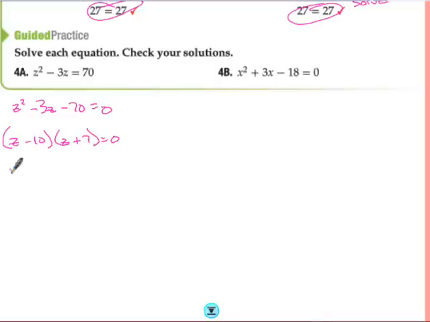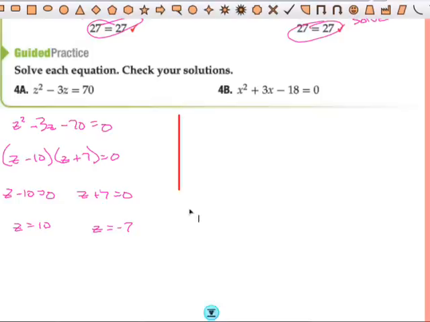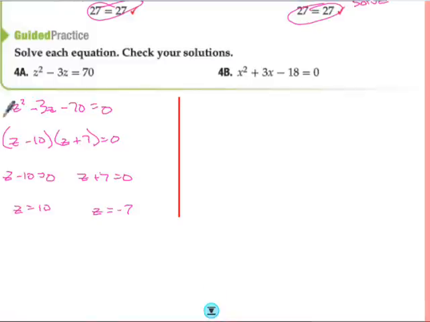And then I'm going to take each one. Z minus 10 equals 0 and z plus 7 equals 0. So z equals 10 and z equals negative 7. So it equals both of them. Okay? Take a second, see if you can solve 4b on your own, and then we'll go over it.